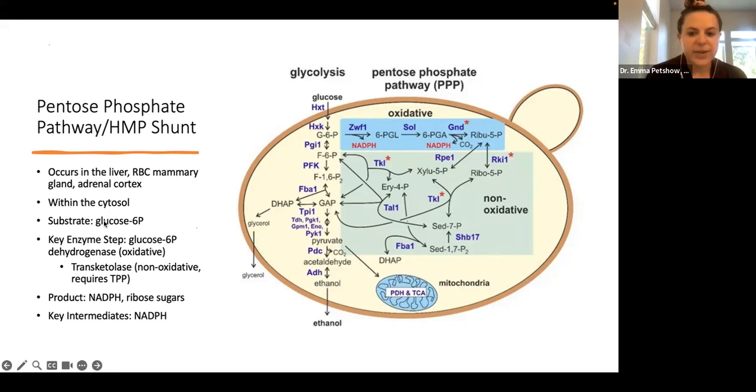Your substrate that you're using is typically glucose 6-phosphate. So we can see glucose here getting converted via hexokinase into glucose 6-phosphate. Then our key enzymatic step would be glucose 6-phosphate dehydrogenase. That goes from glucose 6-phosphate into this product here, which is phosphogluconate or 6-phosphogluconate. So taking this here and pushing it over into this oxidative pathway, because this is how we get it to commit essentially to the pentose phosphate pathway.